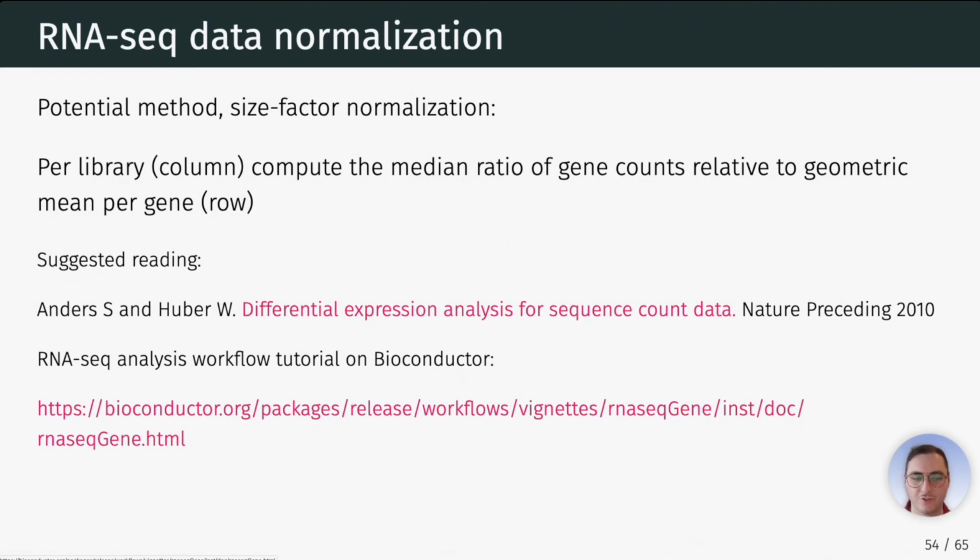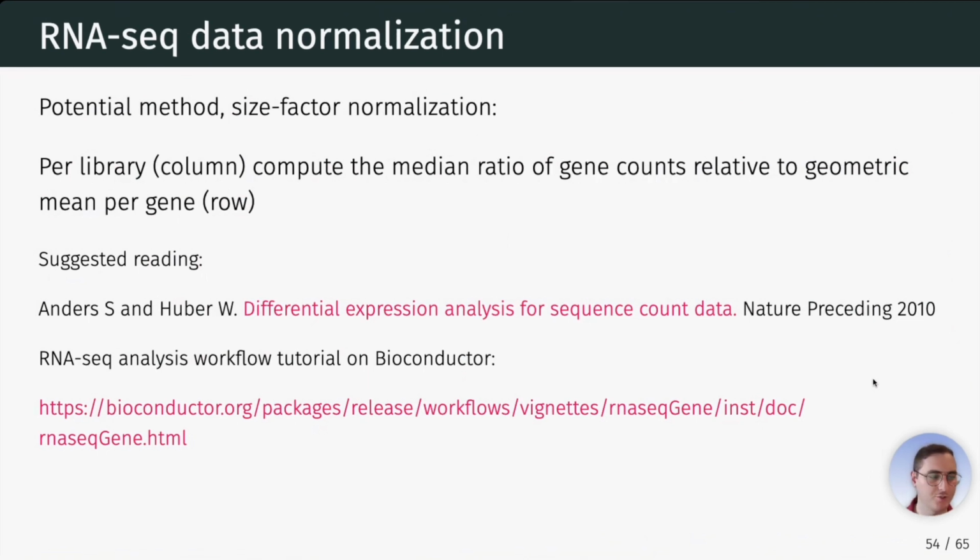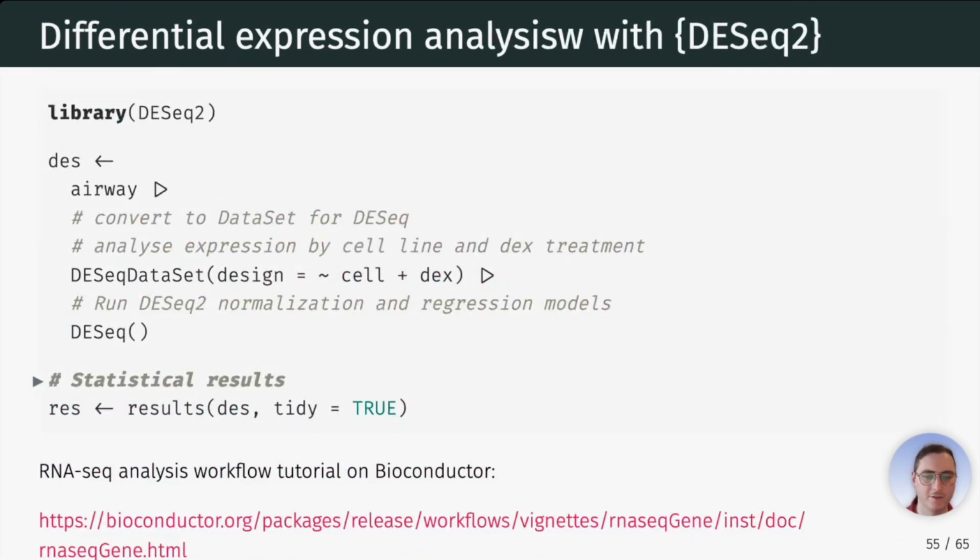In case you're interested to look up a bit more, I can refer to Anders and Huber's paper in Nature Proceedings, or this nice tutorial on Bioconductor that explains the steps in more detail. But to keep it short, now we have a single value. We can use that to normalize our data. And in fact, in Bioconductor, there is the DESeq2 differential expression sequencing package that can do all these steps of normalizing the data and also make a statistical significance assessment for our model.